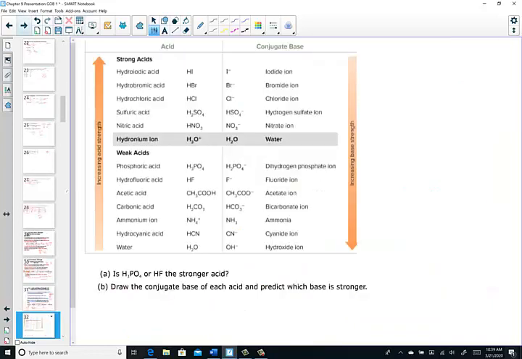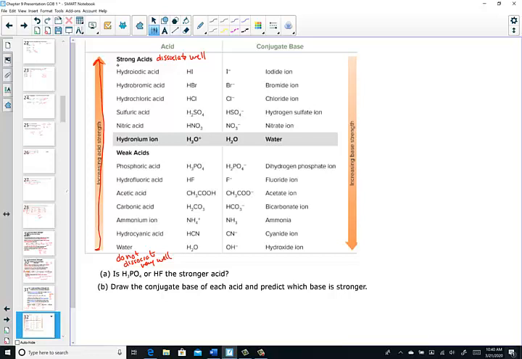Here is a list of strong acids. Here is a list of their conjugate bases. Notice what's happening as we look at the bottom heading up. We're increasing in strength of the acid. Strong acids dissociate and release their ions. Weak acids do not dissociate very well. Dissociate means to separate into their aqueous ions.